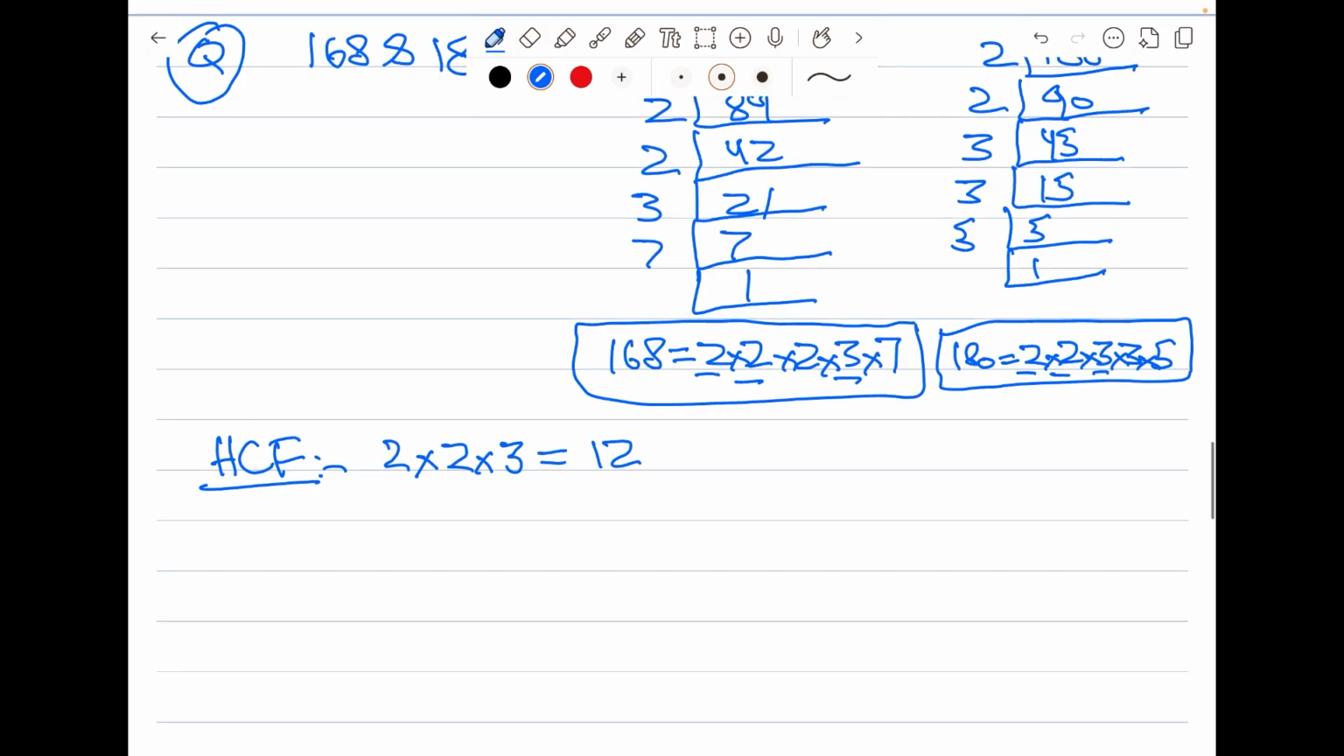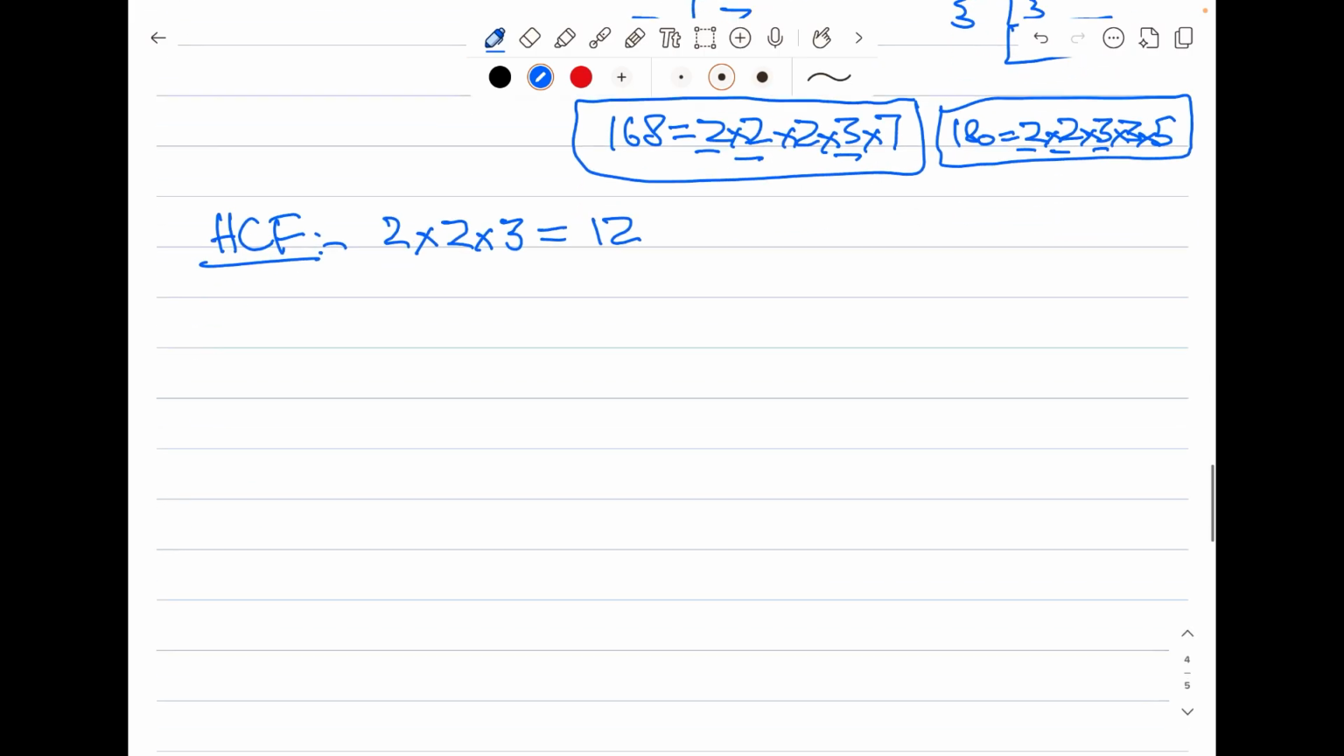So it's a fairly straightforward procedure. You write out the prime factorization of all the numbers involved, and then you look at those prime factorizations and identify the common prime factors, and then just multiply them all out, and that will give you the HCF. So what about the LCM?